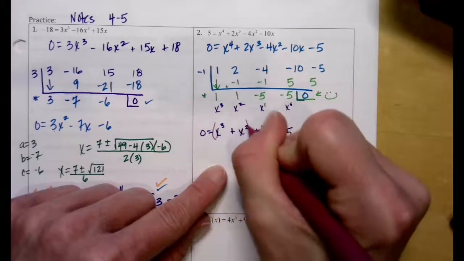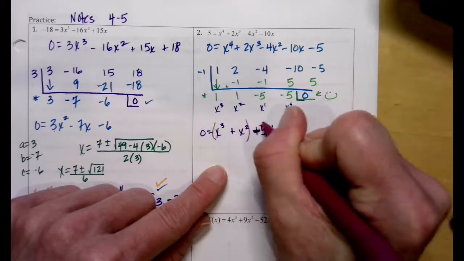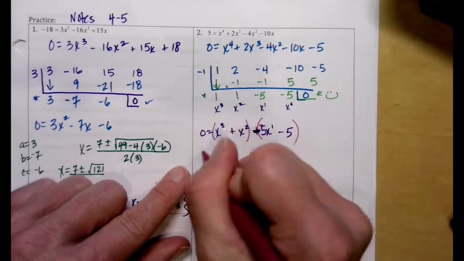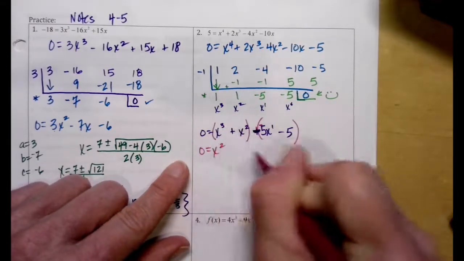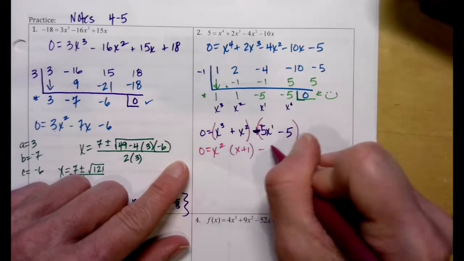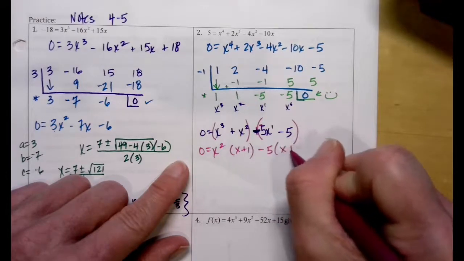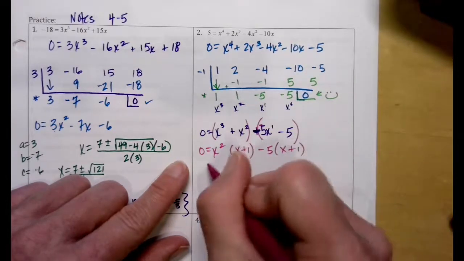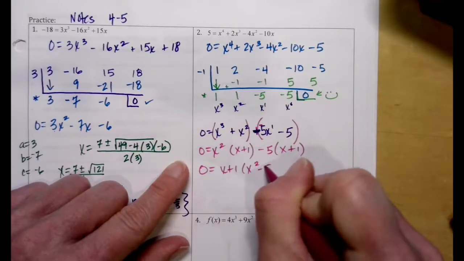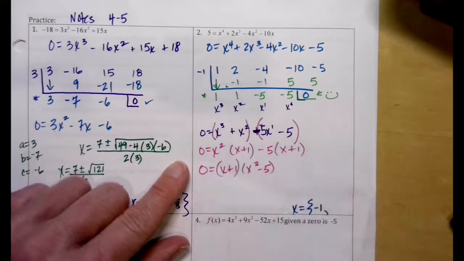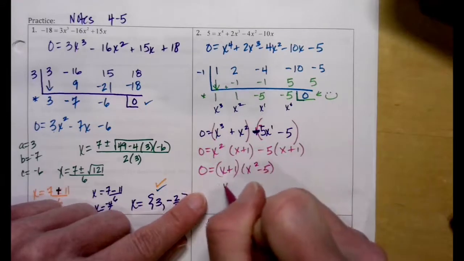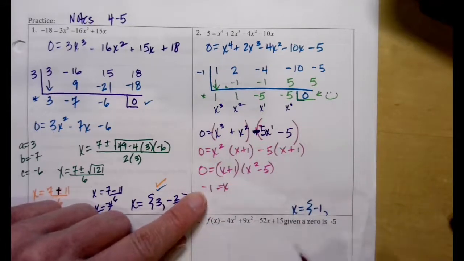If I have 4 terms and I can see a common factor, I'm definitely going to go that route. X squared comes out, x plus 1 is left. Negative 5 comes out, and x plus 1 is left. So I end up with 0 is equal to x plus 1 times x squared minus 5. This problem seems very familiar. Here's my second root of negative 1. X is equal to negative 1.